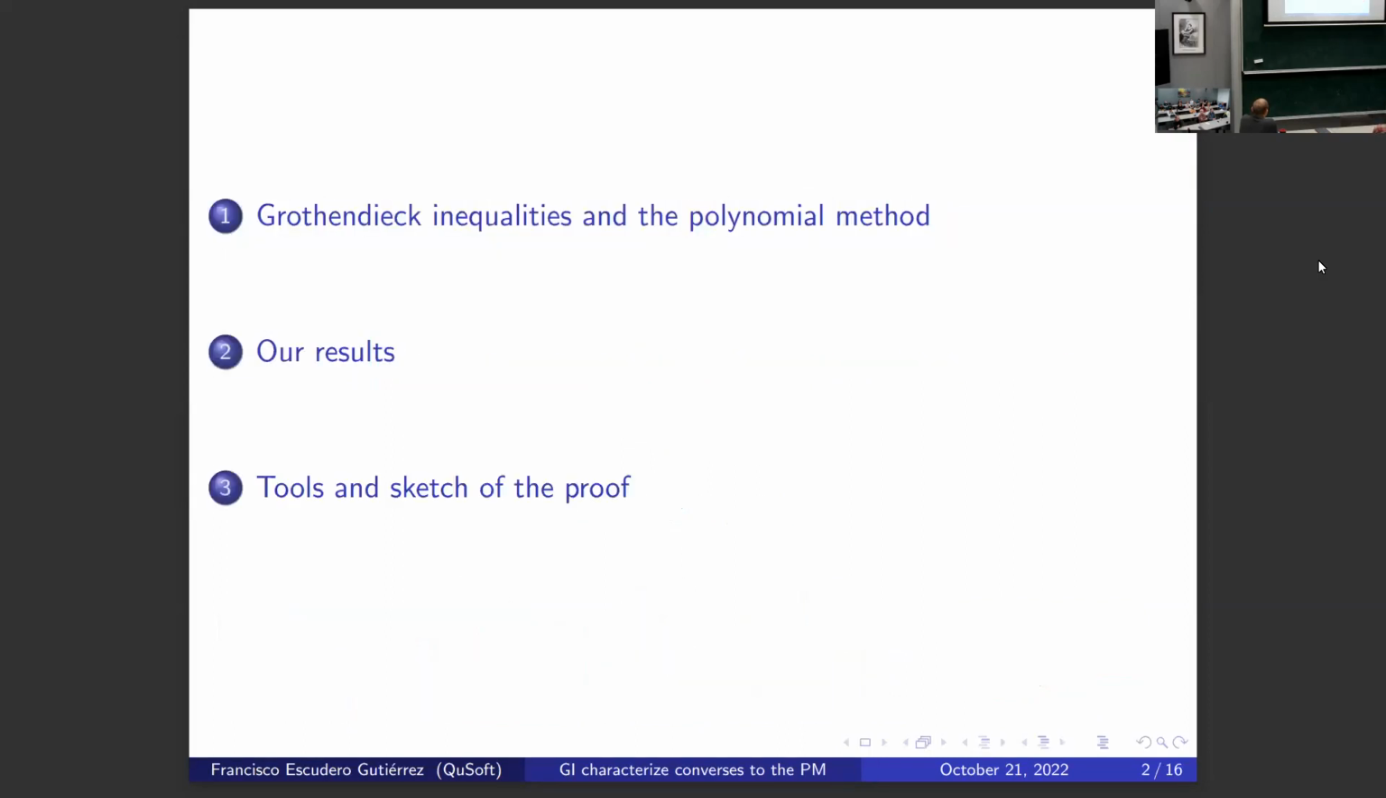So the first thing that we are going to do in this talk is introduce these two concepts. Then we're going to state our results. And finally, we are going to talk a bit about the tools that we have used to prove them.